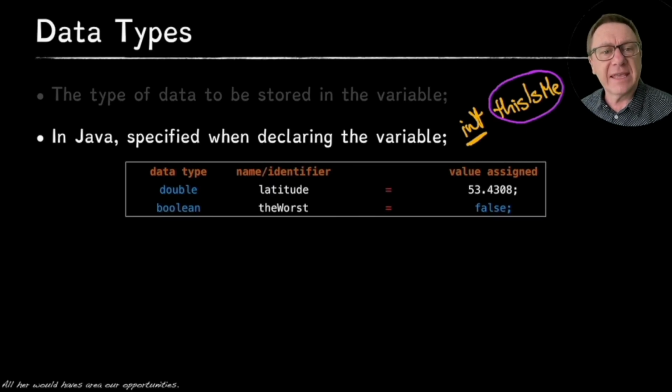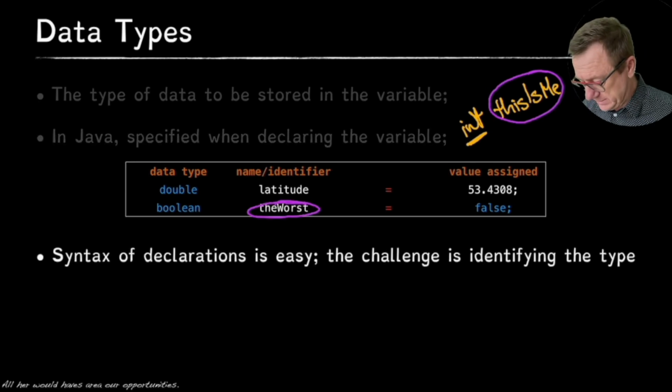So we have this here. If I'm looking at that, my data type is in this first one, double. Latitude is assigned 53.4308. A boolean, true or false. I've called it the worst and I've assigned false to it. The syntax is pretty straightforward.